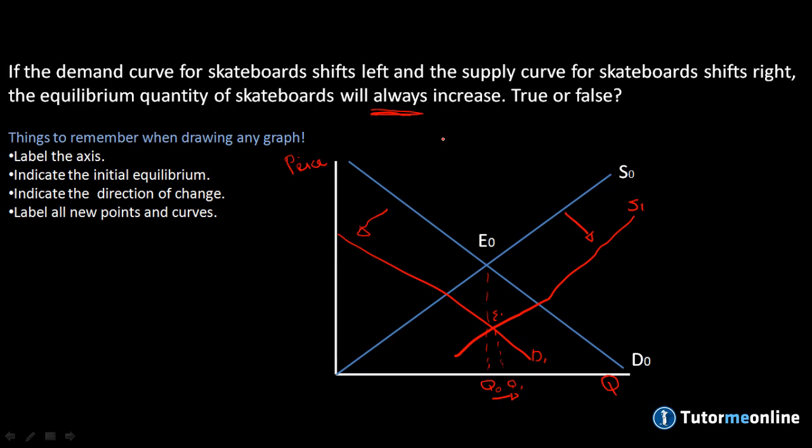The reason being that it depends on the relative sizes of the change in supply and demand. So for instance, if our demand curve were to shift much further than it did, let's say all the way down here, then we can see that our new equilibrium will actually be lower than the original. So we need to remember, and this is the crucial part of this question, that the new equilibrium depends on the relative sizes of the change of the supply and demand curves, and therefore the answer to this question is false. It would not always increase.